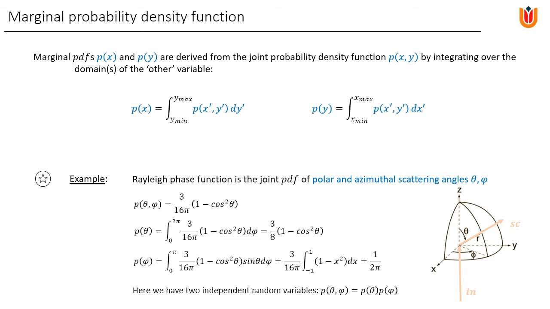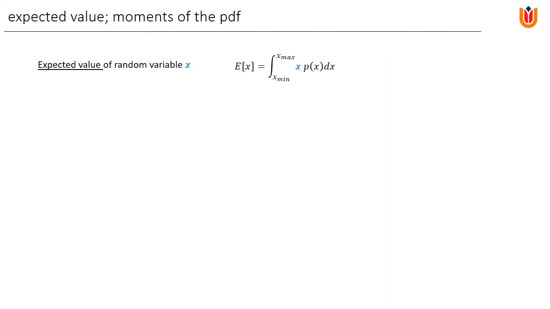Here we have also the special case of two independent random variables. So the joint probability distribution P of theta and phi can be written as the product of both marginal probability density functions. We can calculate some descriptive parameters from PDFs. For example, the expected value of the random variable is defined as such. So it is a sum of the values of x weighted by the PDF.